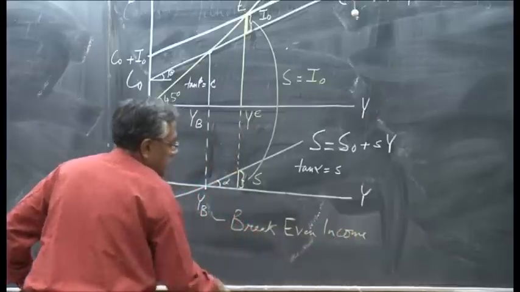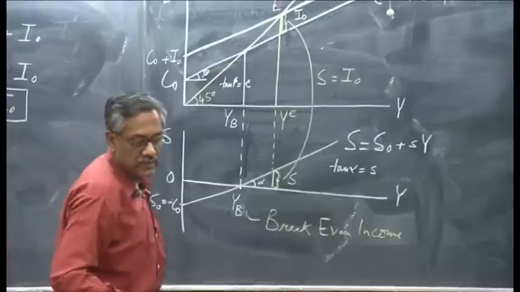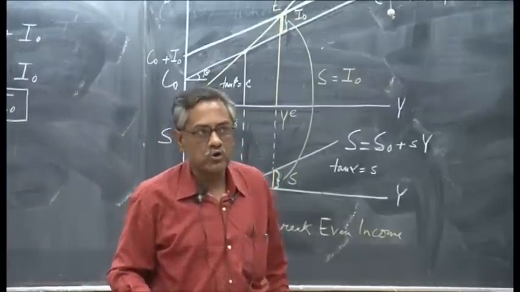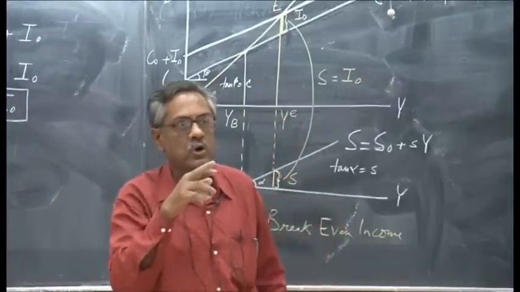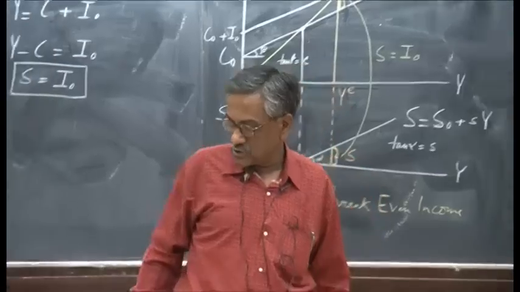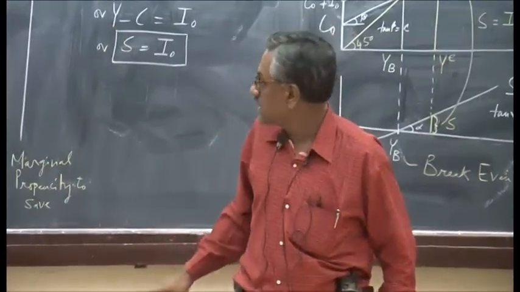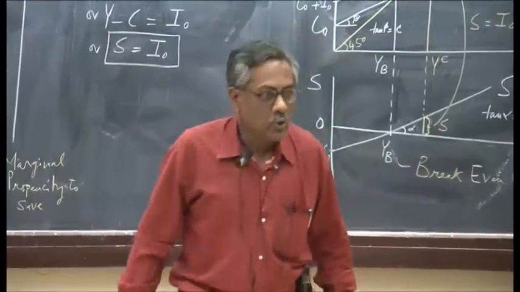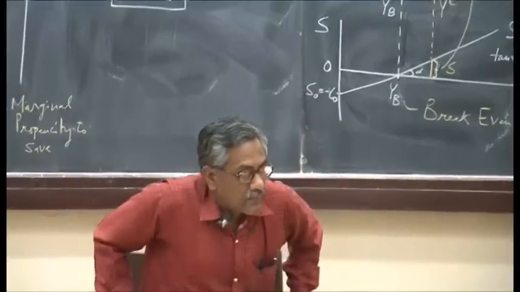It's called break-even income. This is one thing you have to note. The second point to note, which a friend of mine who wanted to discuss something pointed out, I was about to do that, but I stopped myself. You note this line, the diagram.